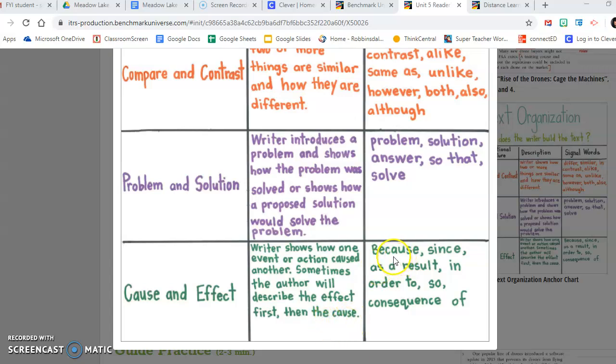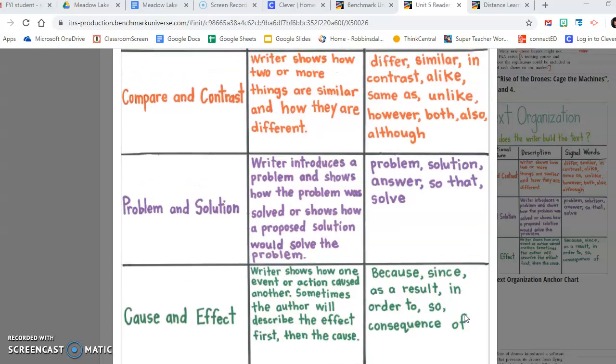Now, you actually probably heard me say a bunch of those clue words right now. Because, since, as a result, in order to, so, consequence of. Those are the words you might hear if they're doing cause and effect text structure.